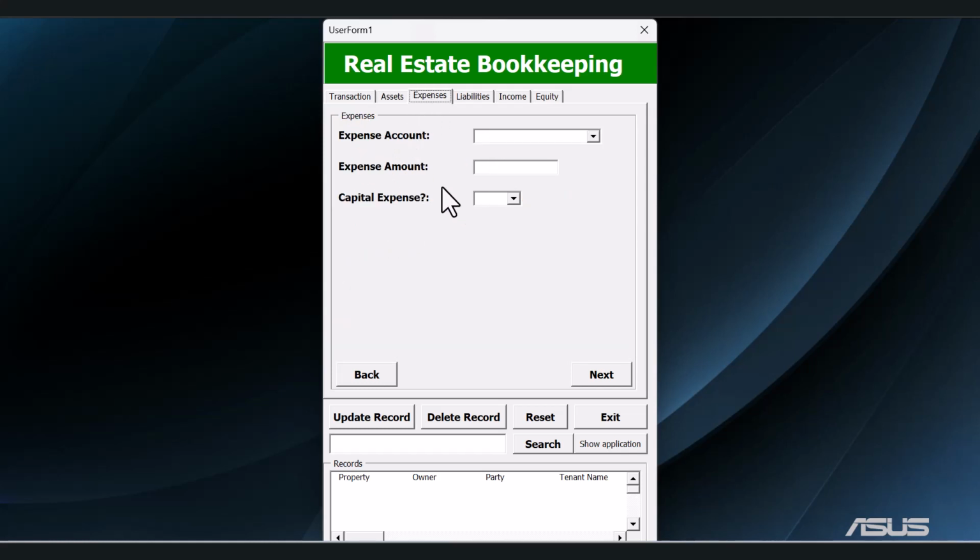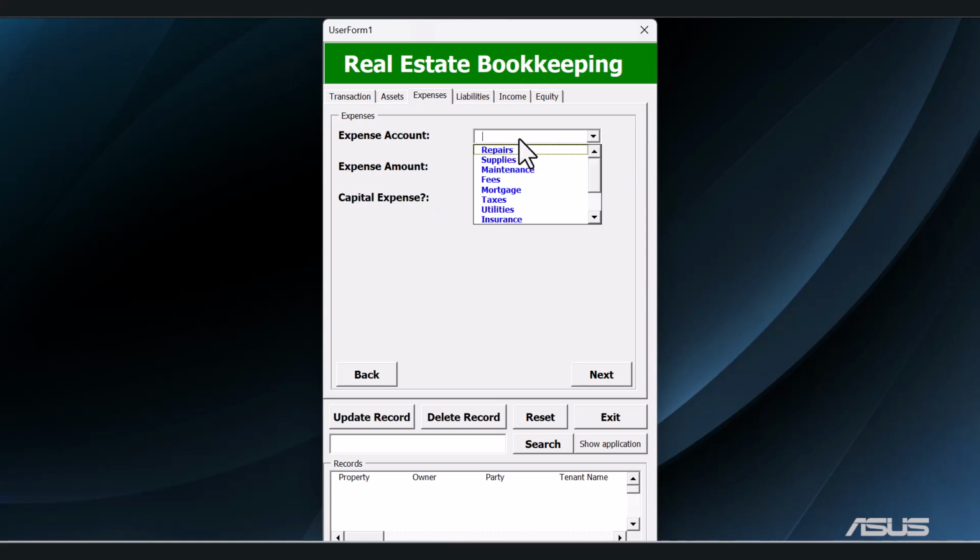When we go to the expense tab, we have again a pull-down list here. These are typically the expense categories that you would find in the tax forms in the US. They might vary by different territories, but again, the whole point of customized software is that you can make it whatever you want.